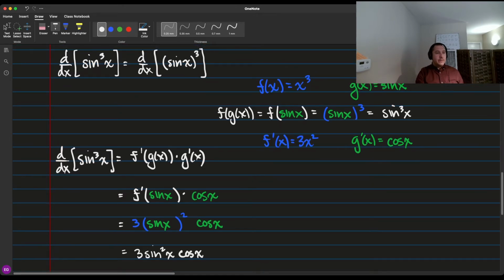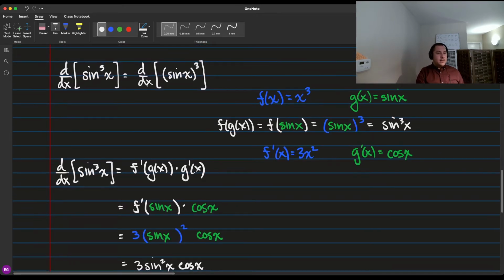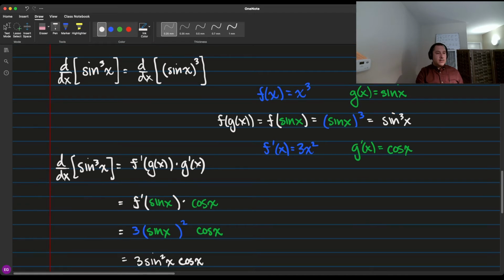So I'm going to leave this here for a minute to let people look at it, and see if there are any questions you want to ask about any of the parts. Identifying f and g, the f prime and the g prime, seeing if the composition is what you're taking the derivative of, the formula itself, plugging the stuff into the formula. I'll sit for a moment.